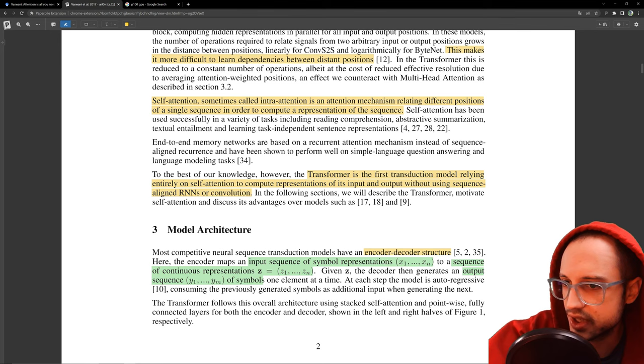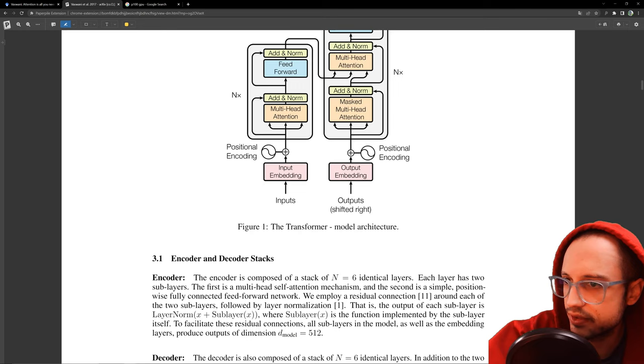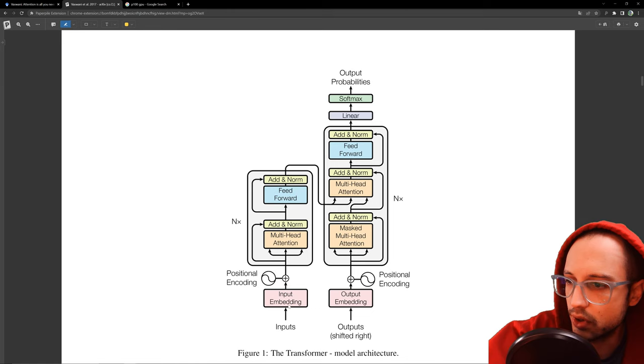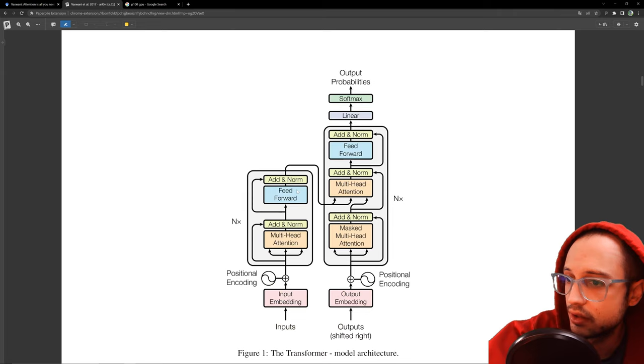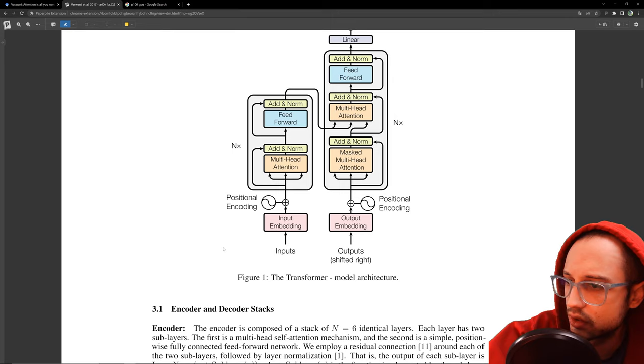The Transformer follows this overall architecture using stacked self-attention and point-wise, fully connected layers for both the encoder and decoder, shown in the left and right halves of Figure 1. Okay, so this is Figure 1, the famous architecture diagram. Here they're saying the left and right halves of Figure 1 are the encoder and the decoder. Of your inputs, there's the input embedding and positional encoding, but that's not what we're talking about here. I think what we're talking about is this red part here, this input embedding. Or no, actually, this whole thing is the encoder.